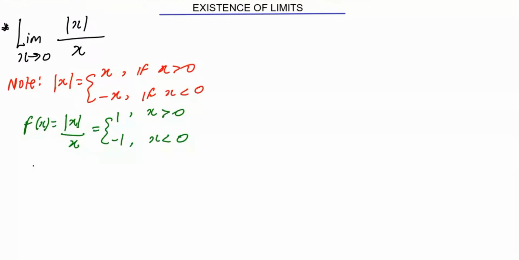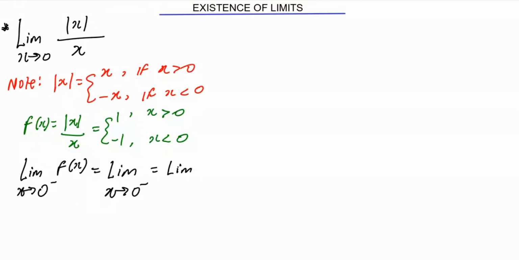Now to find the limit as x tends to 0, I'm going to look at it from the left and from the right to see if they are equal. From the left, I have f of x. If I'm looking at the limit as x tends to 0 from the left, which one will I be picking? I'm picking x less than 0. This is x less than 0, so I'll be having minus 1. And what's the limit? Remember, there is no x here, so it will still return that minus 1 for you.